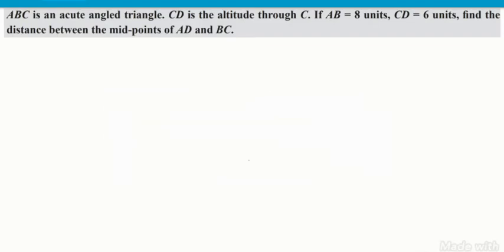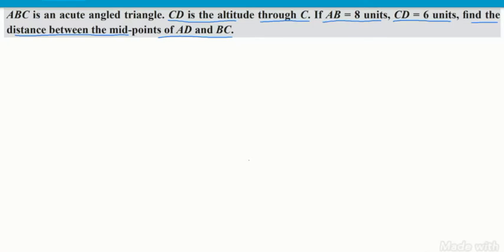ABC is an acute angle triangle. CD is the altitude to AB. If AB is 8 units, CD is 6 units, find the distance between the midpoints of AD and BC. This is the question. A nice question. Pause the video if you want to try it. So now look at the solution.